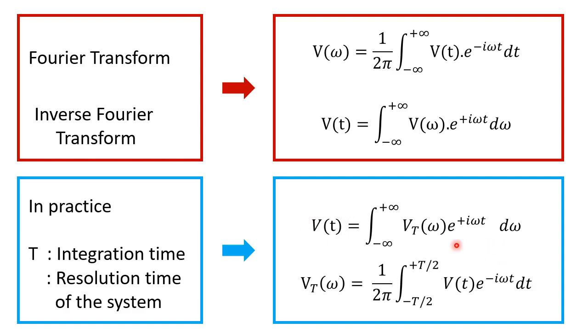Now remember that V of t is the same signal that we have talked about earlier, but in practice, when I'm integrating, the finite resolution time of the system governs the time duration over which I integrate. And that is different. V_T of omega is different from V of omega, which is the ideal Fourier transform that I have.